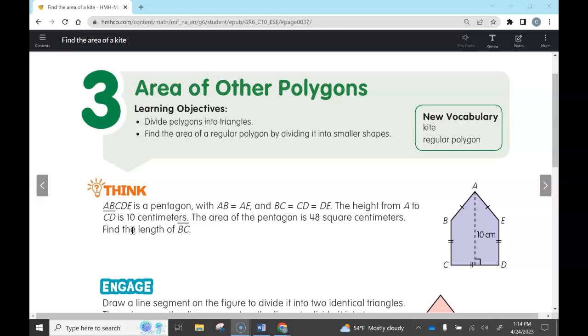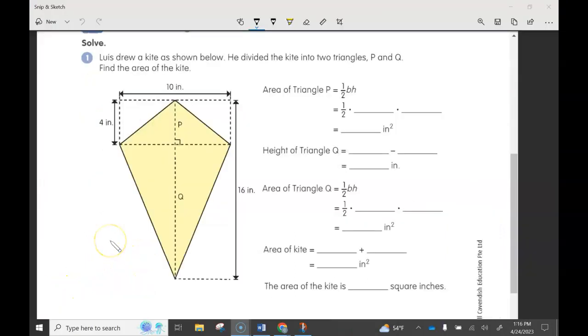So what we're going to take a look at today is dividing polygons into triangles, and also we're going to find the area of a regular polygon by dividing it into smaller shapes. So let's go ahead and look at this together. I want you to turn to page 192. We're just going to work through a couple problems in the video today.